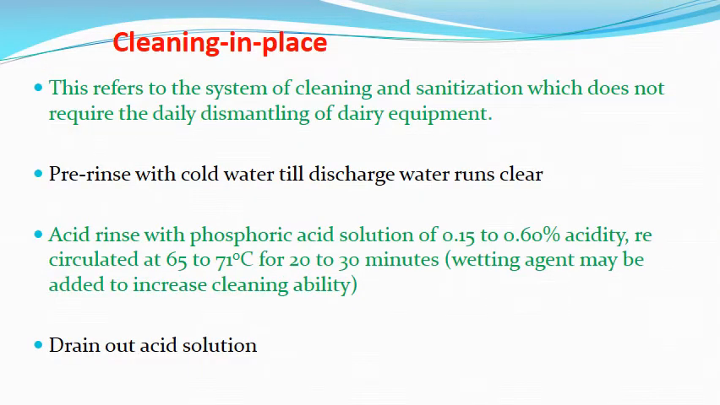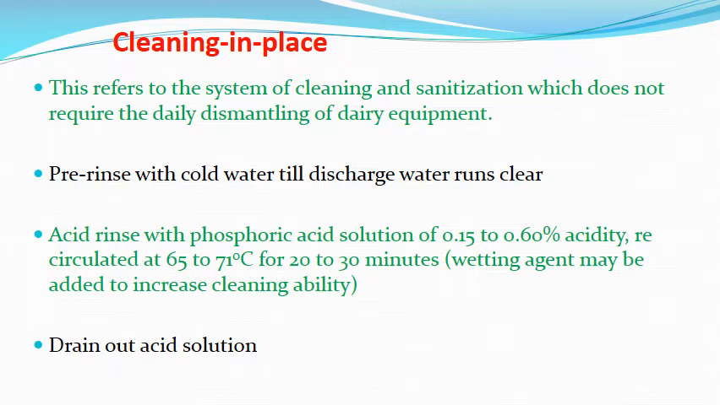Now we will discuss cleaning in place, or CIP. This is the modern practice in all dairy plants for cleaning all equipment and machinery in its own place without dismantling. So this refers to the system of cleaning and sanitization which does not require the daily dismantling of dairy equipment. The first step is pre-rinse with cold water till the discharge water runs clear. So we must rinse it at least once or twice for removing all the dirt or remnants.